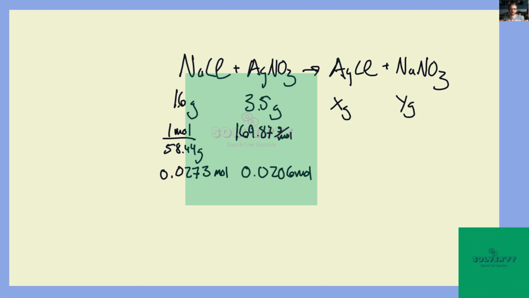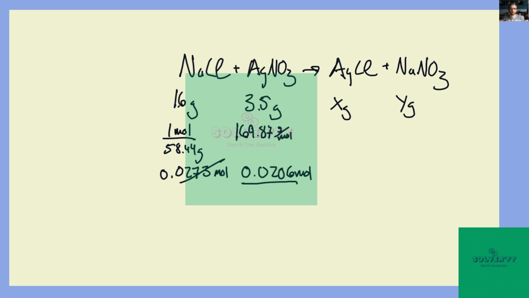Okay, so at this point, what we need to determine is which of these is the limiting reagent, right? So in this case, that's silver nitrate. And what that means is that if we have 0.0206 moles of silver nitrate, then we can only react that with 0.0206 moles of sodium chloride, because we cannot make silver chloride unless we have silver and chloride, right? So determine your limiting reagent. In this case, it's silver nitrate, and then know that that is the number of moles you'll get in your products, and that this value is basically irrelevant.